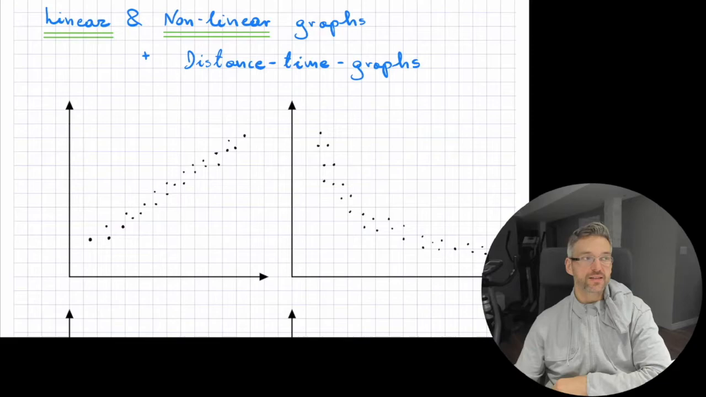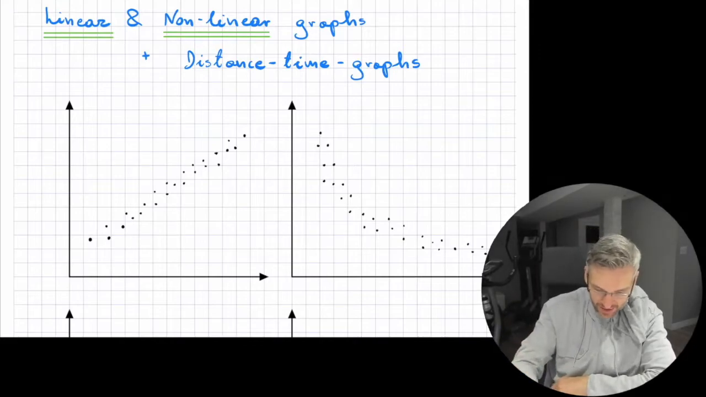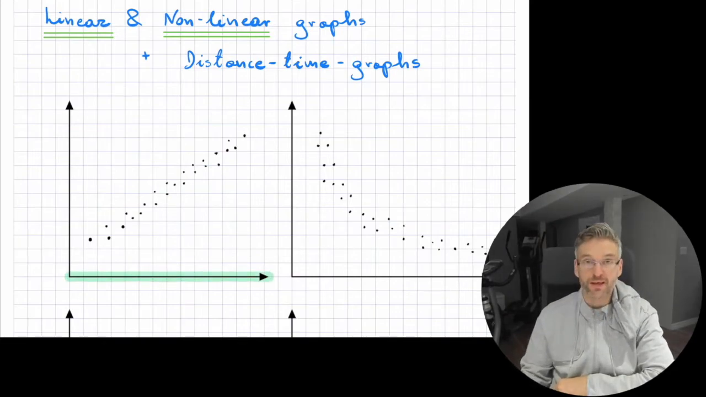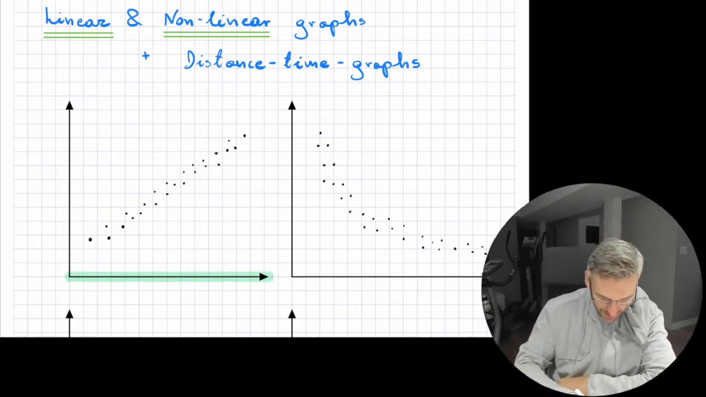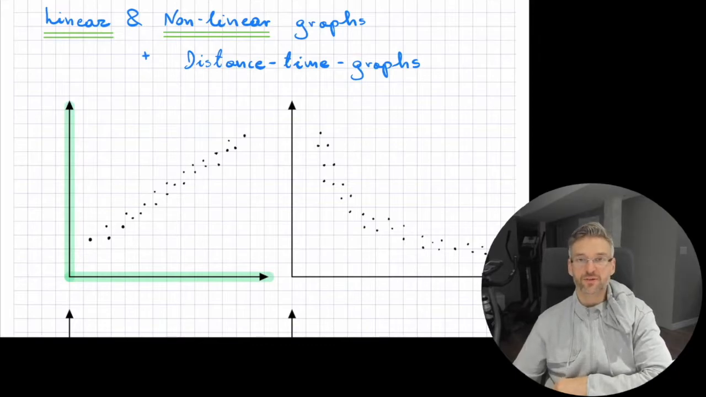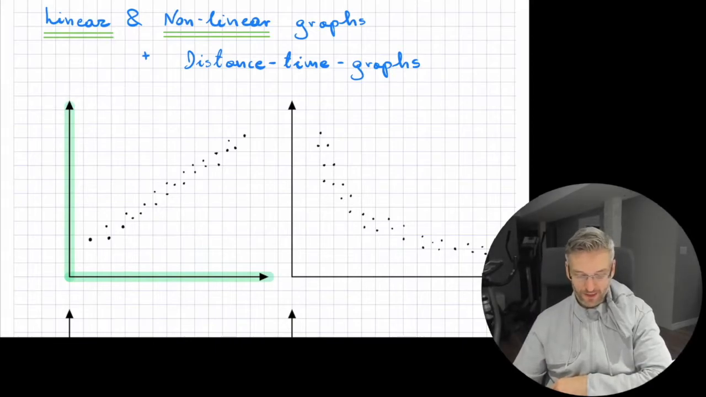So what are these linear and non-linear graphs? If you take a look at the screen, our x-axis here is our independent variable, and on the y-axis we have our dependent variable. Whatever data this is coming from is actually irrelevant at this point, because I just want to show you how we can interpret these linear and non-linear graphs.